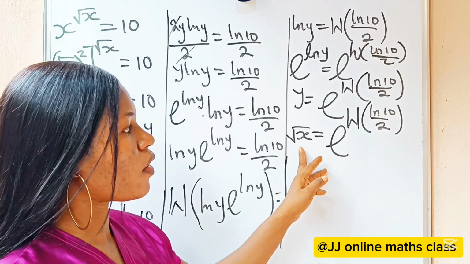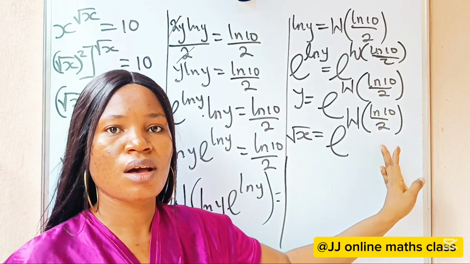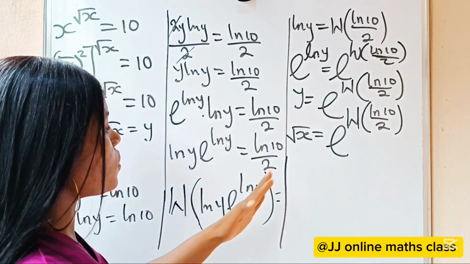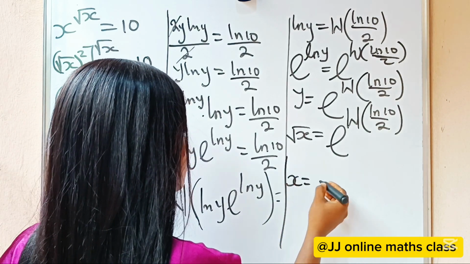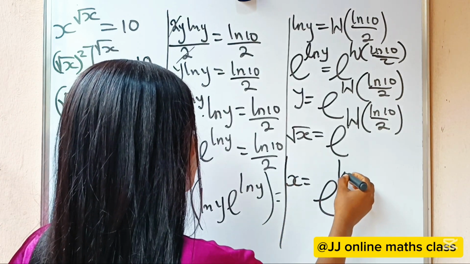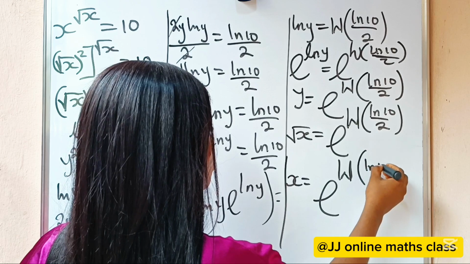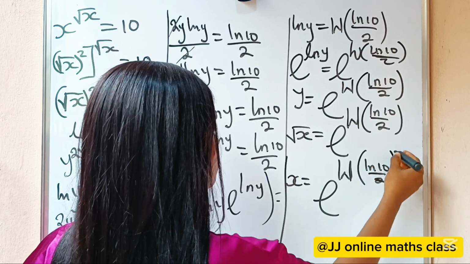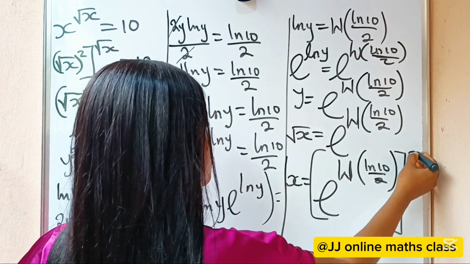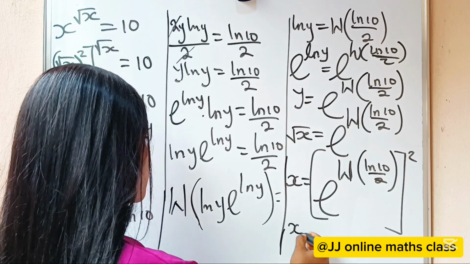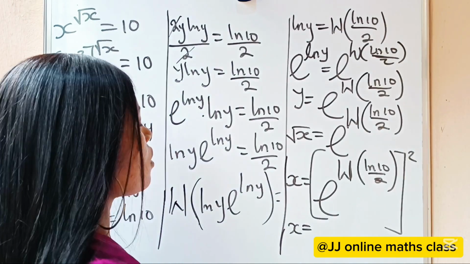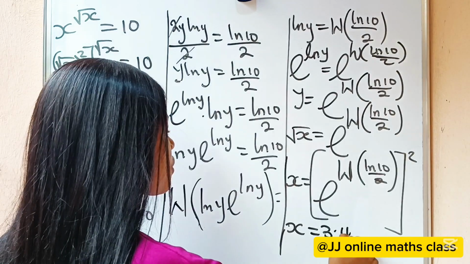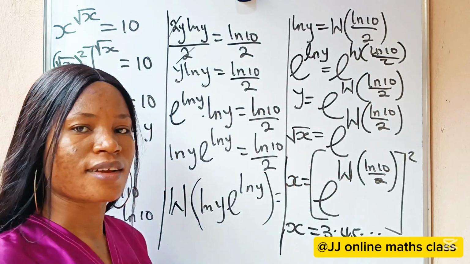So to get the value of x, we have to square both sides of this equation. If we square both sides, we are going to have that x is equal to e to the power of the Lambert W function of ln 10 divided by 2, everything raised to the power of 2. Now, approximately, if you solve this, you are going to get 3.45, and that is the value of x.